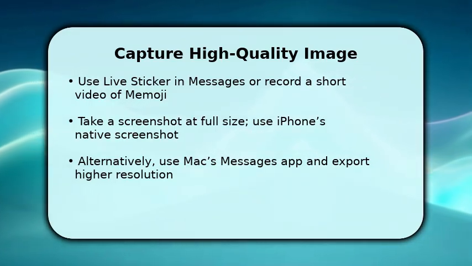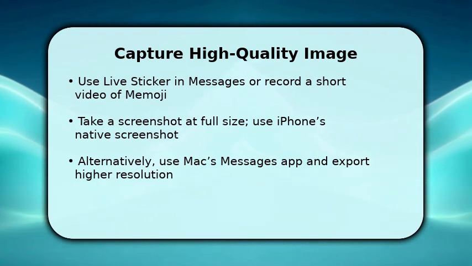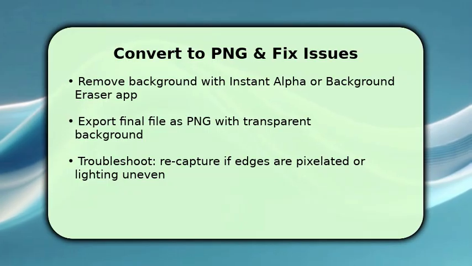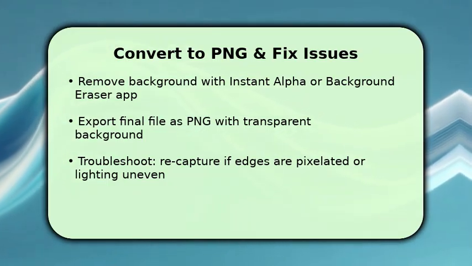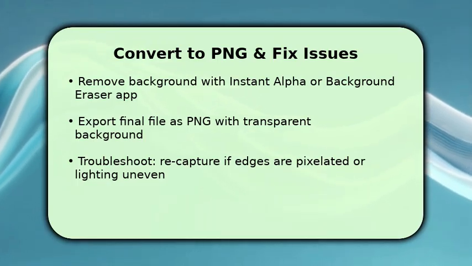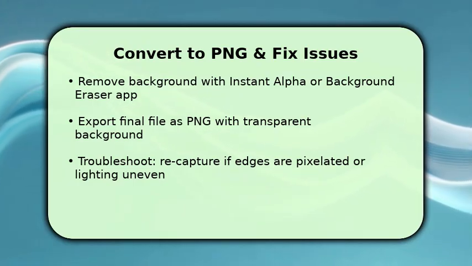Once you have the image file, inspect it for crisp edges and consistent background. Before proceeding, you now remove the background and save as a PNG. On iPhone, use Photos Markup or a background eraser app to delete the background, then use Share, right arrow, Save to Files and choose PNG. On Mac, open the image in Preview, use Instant Alpha or make an alpha channel and export as PNG.